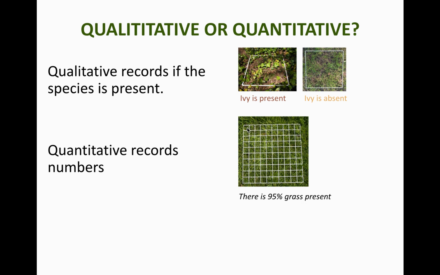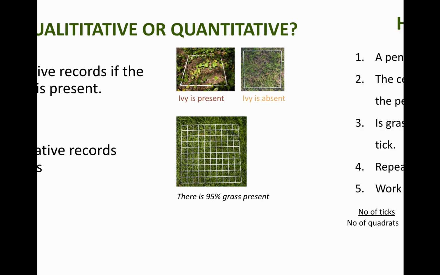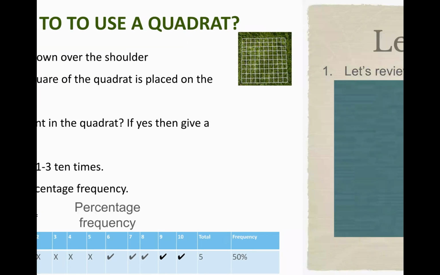However, if I notice, for example, that moss only touches one of these grids, then that would be 1 out of 100, so 1%. So that is a quantitative survey, which gives me a much better idea of the abundances of different organisms. Okay, so that's how you use a quadrat.